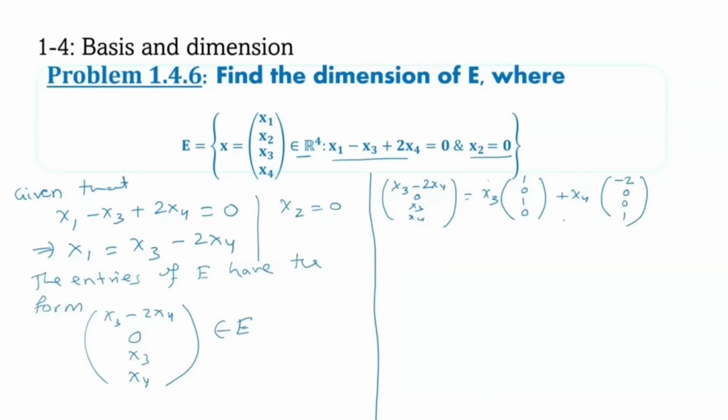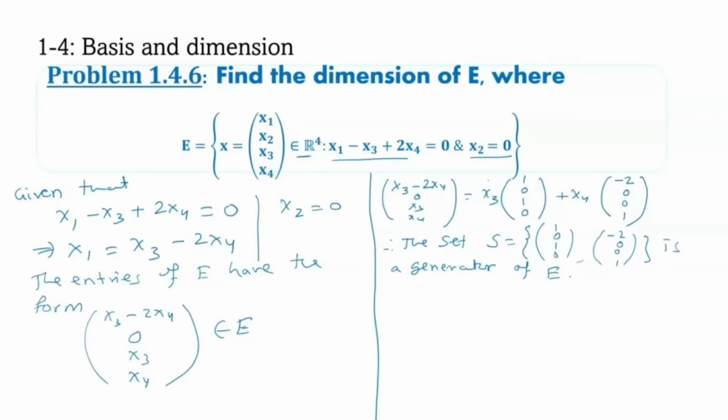Okay, so with respect to this, therefore the set S equal to (1, 0, 1, 0) and (-2, 0, 0, 1) is a generator of E. So therefore, the maximum possibility is that this S is a basis and the dimension of E is equal to 2.